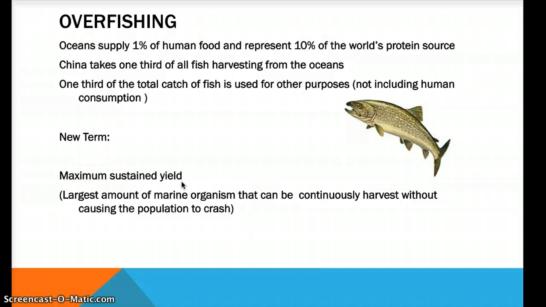Then we have a new term, the maximum sustained yield, and that's the largest amount of marine organisms that can be continuously harvested without causing the population to crash. And that only occurs when a population is maintained at half the carrying capacity.